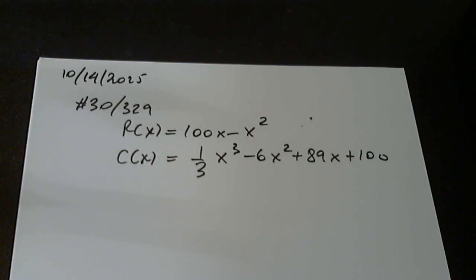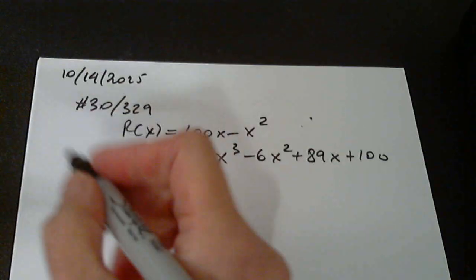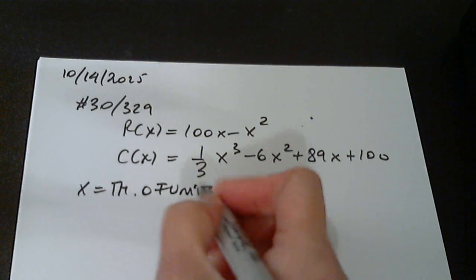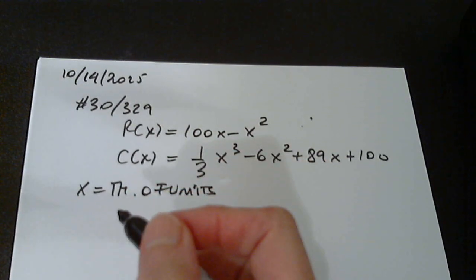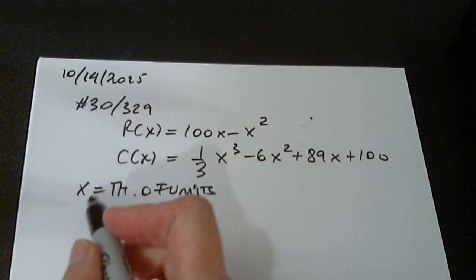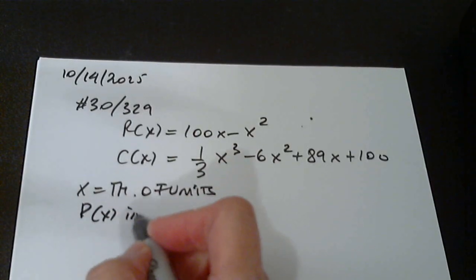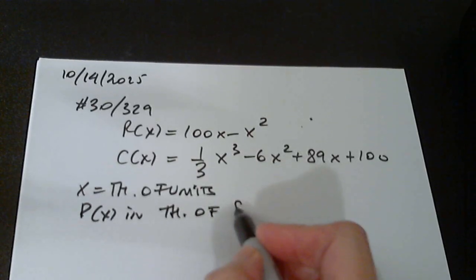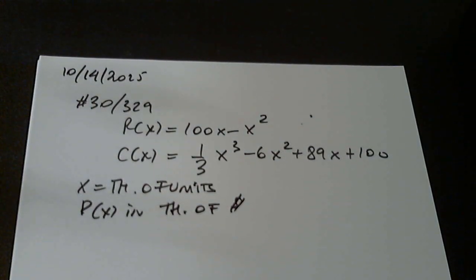And we were asked here, so everything is in thousands of units. So x is the number of units, and everything else, so profit, is in thousands of dollars. Okay, so they want us to find the maximum profit and the number of units that must be produced to create that maximum.